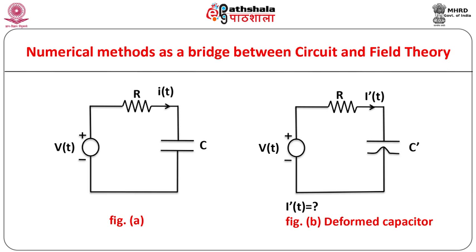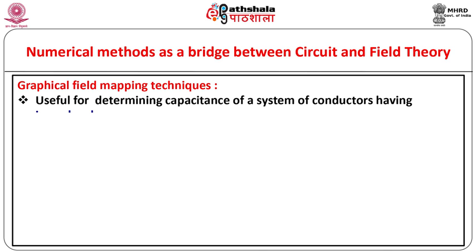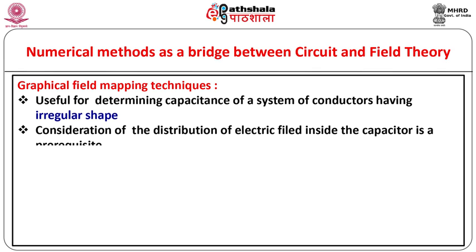Of course, if we know the capacitance C dash of the deformed capacitor, then using circuit theory equations, we can determine the current I dash t. But how to determine C dash? While determining capacitance of a system of conductors having irregular shape, we may use graphical field mapping techniques. While applying these techniques, we have to consider the distribution of electric field inside the capacitor.